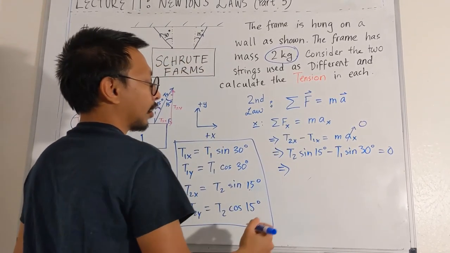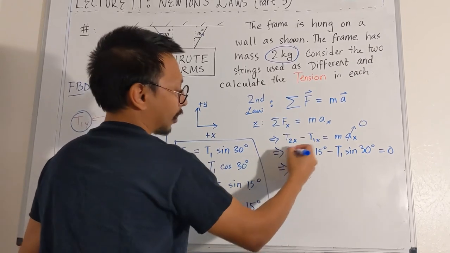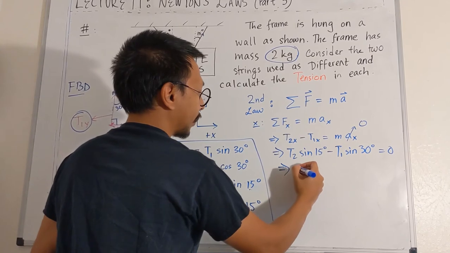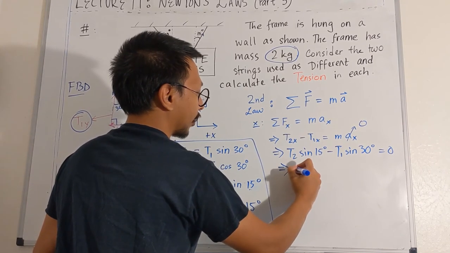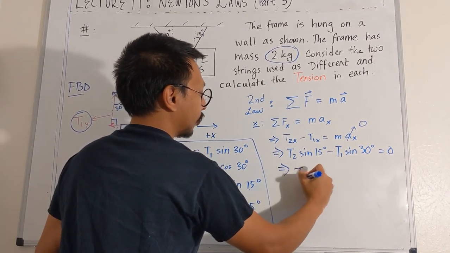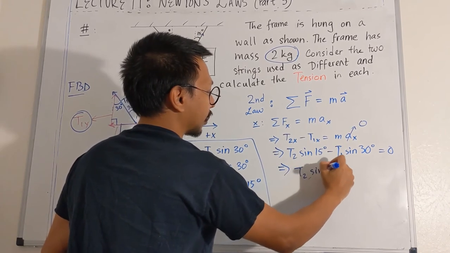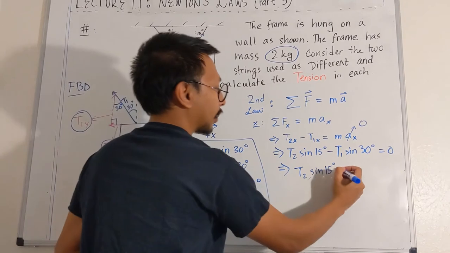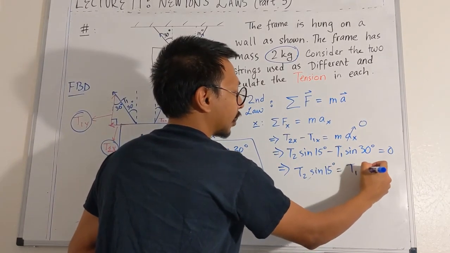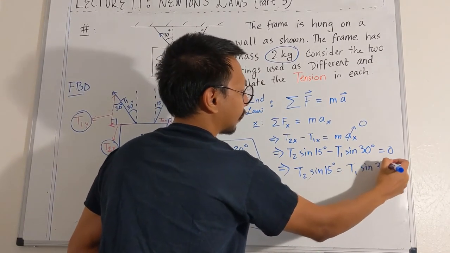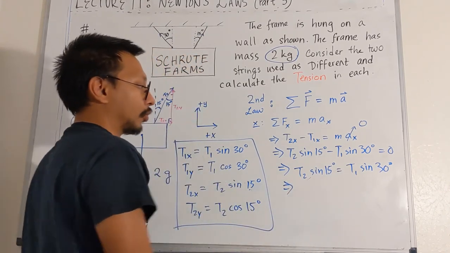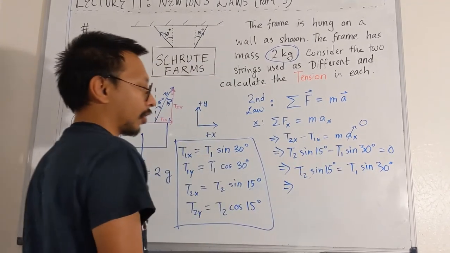We can subtract either of these terms from both sides and we end up with T2 sine 15 on this side, and we are adding T1 sine 30 to both sides. So we have T1 sine 30 on the right hand side. We don't know either T1 or T2, so this equation is not enough for us to solve our problem.